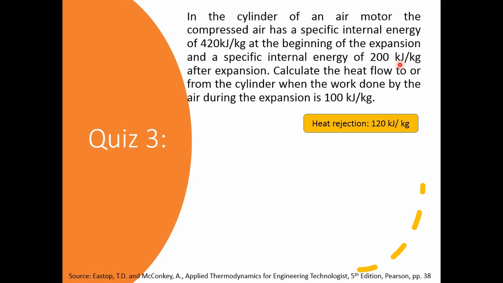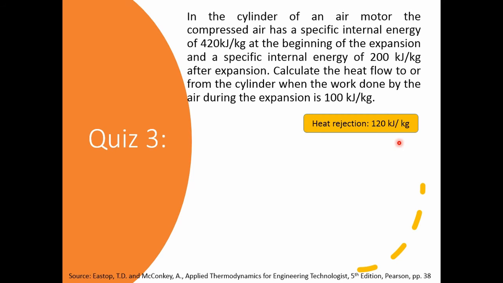You are required to calculate the heat flow either to the system or from the system when the work done by the air during the expansion is 100 kilojoules per kilogram. The answer is 120 kilojoules per kilogram. See if you can get an answer closer to this value. Pause this video and try this question and bring your solution or any problem arise from doing this question into the lecture for discussion.